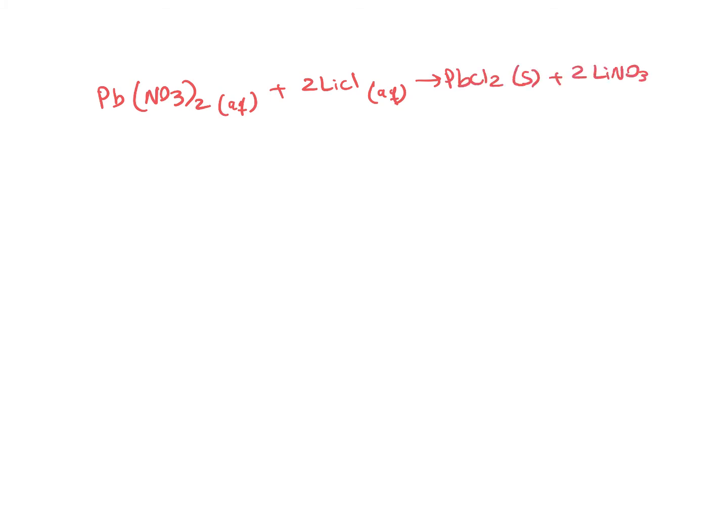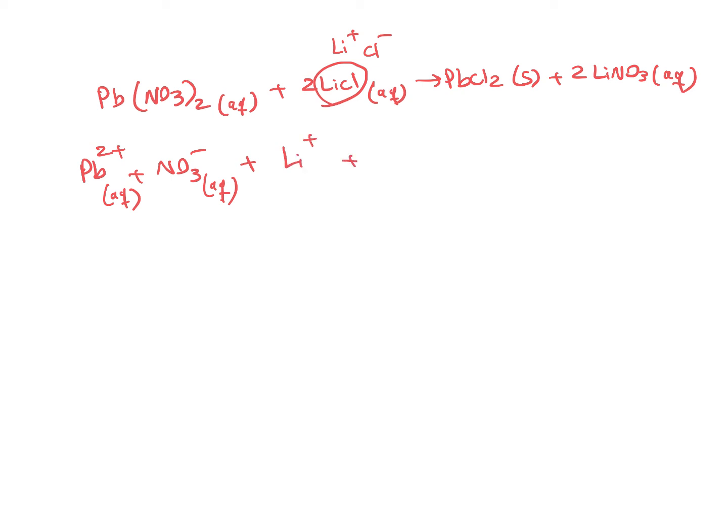Let's do another example. For instance, I tell you to write the complete ionic equation and net ionic equation for the following reaction. So we say Pb2 plus, NO3 minus. As you see, writing these ions is chapter 5. That's why I was emphasizing chapter 5 a lot. And then for LiCl, you say Li plus, Cl minus. But you have 2 of those. So first let me write all the ions and then we come back to this.